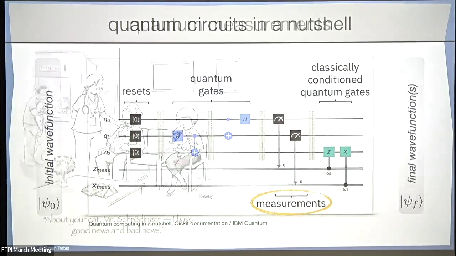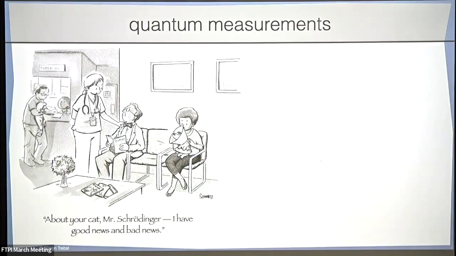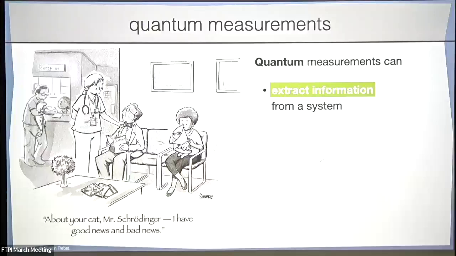Okay, so let's talk about measurements. Measurements are super important in quantum mechanics, from the early days. We know this, and they're a very traditional means of extracting information from a system. That's also true in quantum mechanics, of course. Special things like Born's rule, uncertainty relations and all these things.